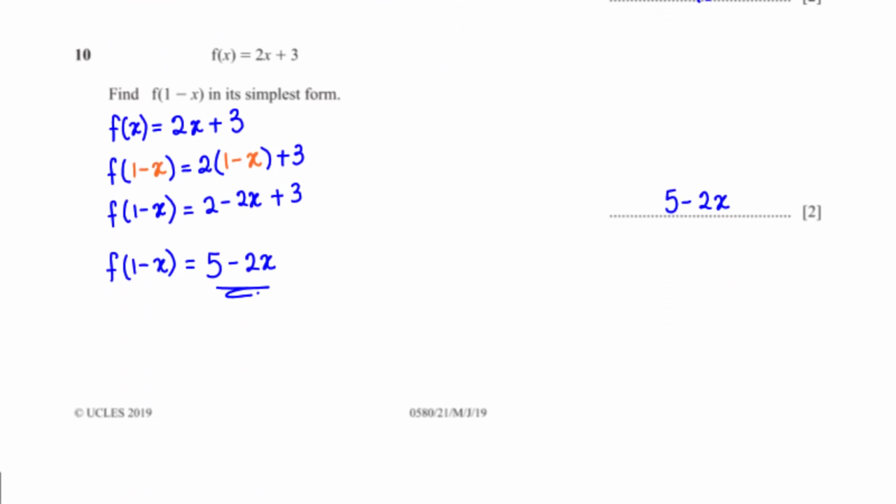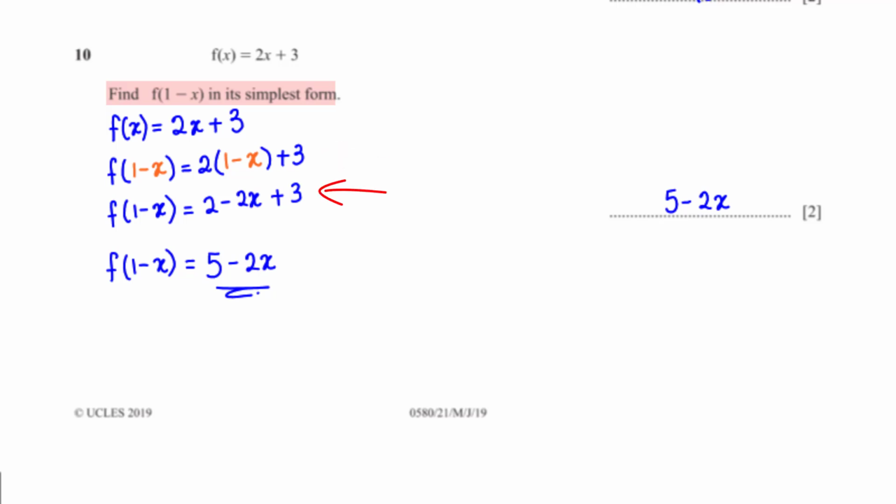f of x equals 2x plus 3. Find f of 1 minus x in its simplest form. So to find f of 1 minus x, wherever we see x in f of x, we are going to take that out and replace it with 1 minus x. And so that gives us 2 into bracket 1 minus x plus 3.